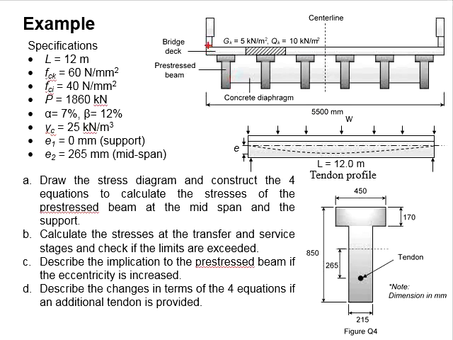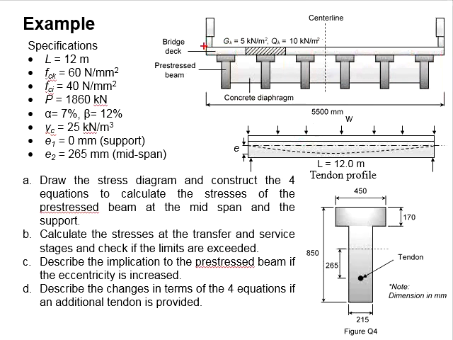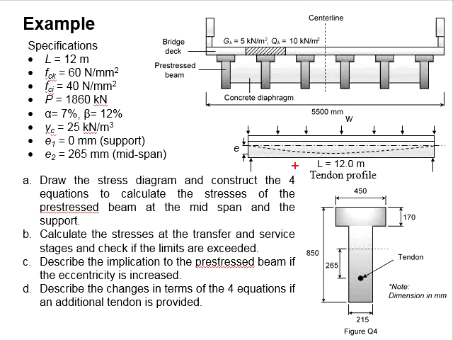The bridge deck is supported by 6 units of pre-stressed beam. The pre-stressed beam is in the form of T shape and the dimensions are given here. The beam is simply supported over a span of 12 meters. The concrete used is 60 Newton per mm square at surface, and at transfer, the concrete strength is expected to reach 40 Newton per mm square.